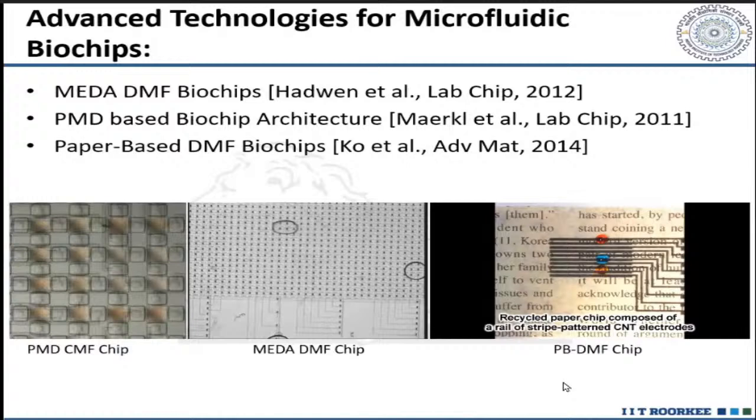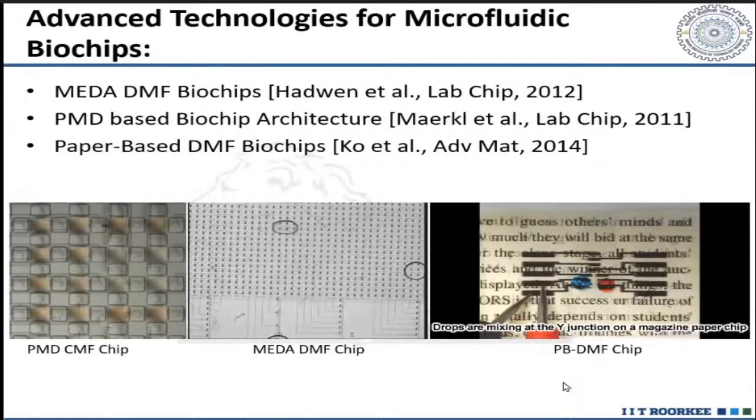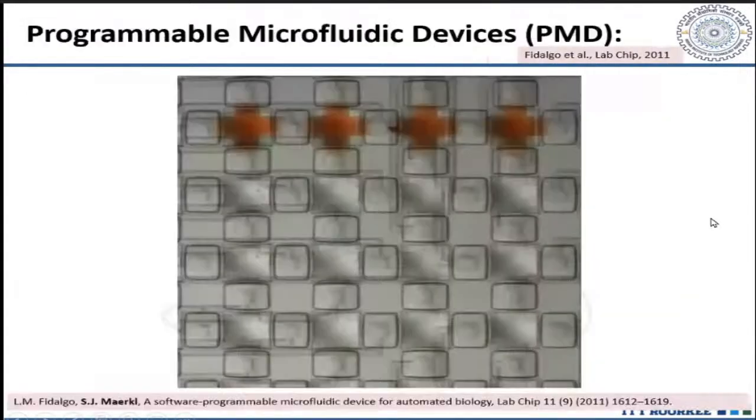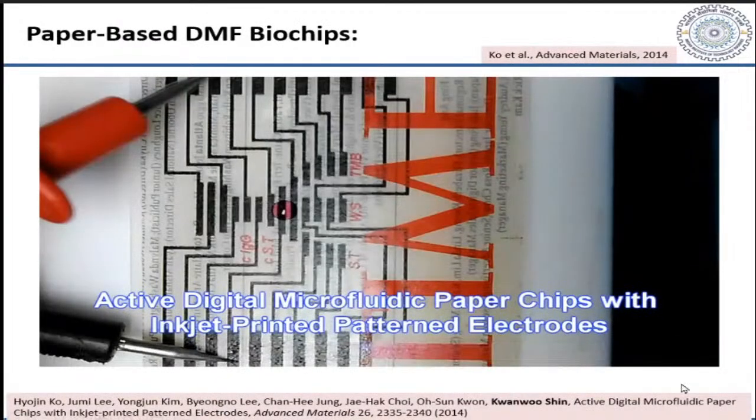Their chips can be printed on paper. You can see they're on a newspaper also, and then they can do the test. They are trying to market this kind of chip for developing countries for low-cost diagnostics. Okay, so I think I have already discussed this one by one in that slide.